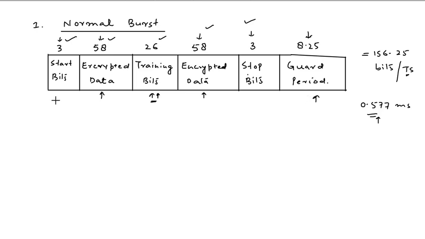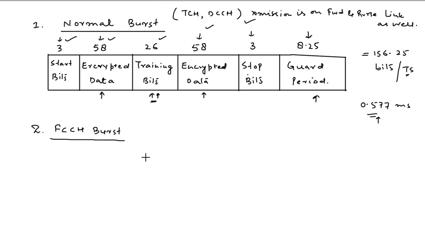Okay, so next we have the other data burst type, that is your FCCH burst. Before this, I must write here that this is used for both traffic channels as well as dedicated control channels. So here the transmission is in the forward as well as the backward direction. And after that we have this FCCH burst, and again it has different fields. Let me draw those fields.